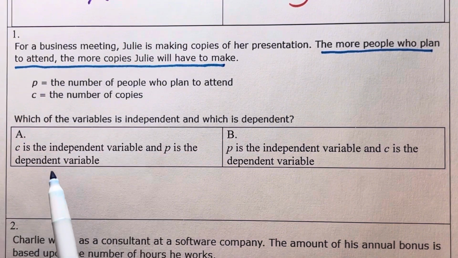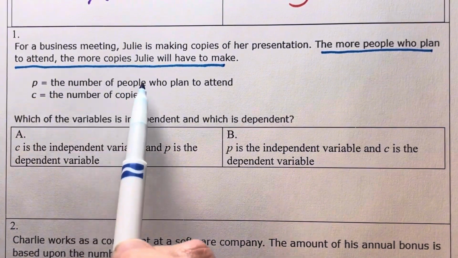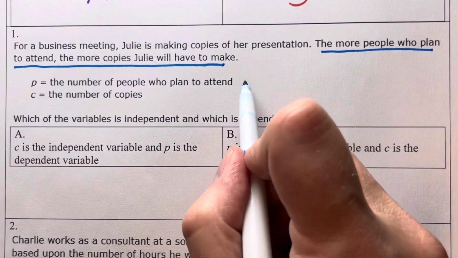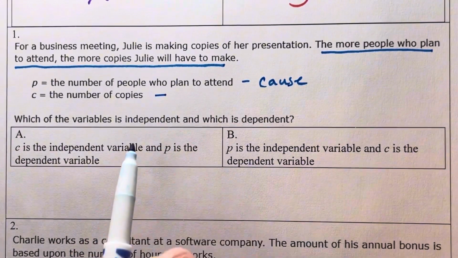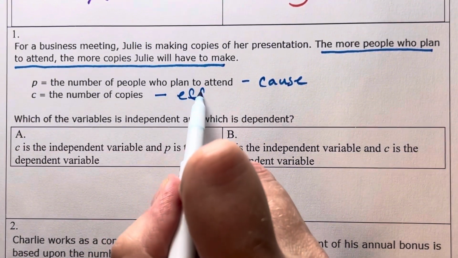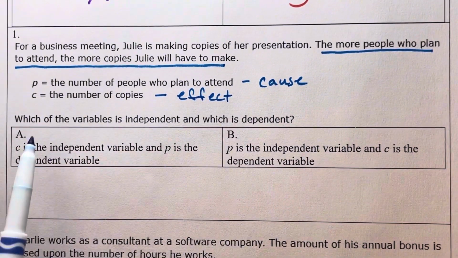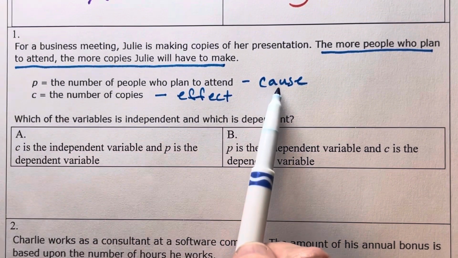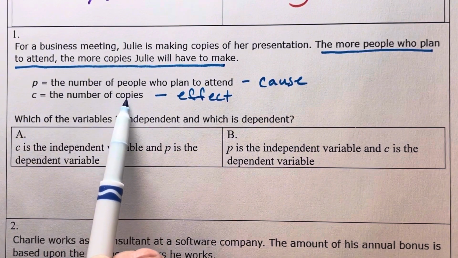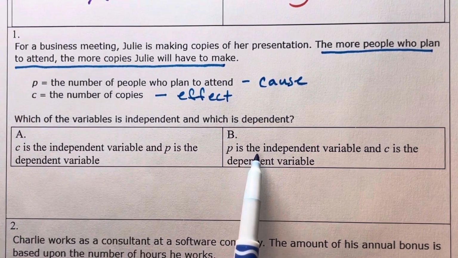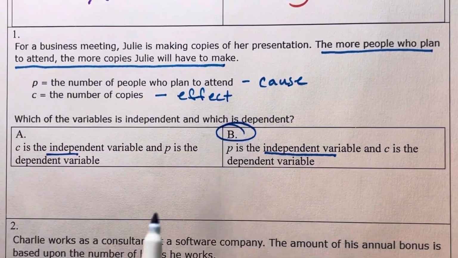Okay, so you know from your own personal experiences that more people who attend, that is going to be the driving force. This is the cause. And as a result, the effect is I have to have more supplies. I have to make more copies. Therefore, since P is the driving force, it's the cause, it makes things happen. More people make more copies need to happen, then P is my independent variable, not C. And there you go.